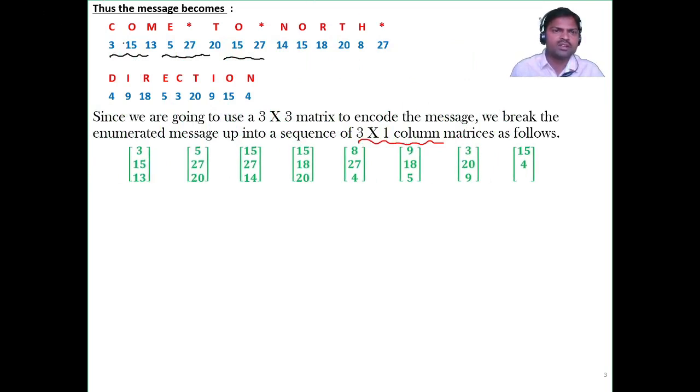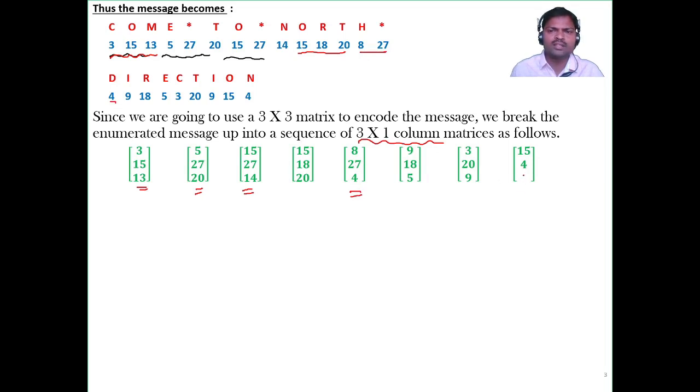So 3, 15, 13 will be the first column. And the second set of 3 numbers, 5, 27, 20, will be here. Next after 20: 15, 27, 14. Next 15, 18, 20. Look at 15, 18, 20. Next after that 8, 27, 4, right? Look at 8, 27, 4, likewise.